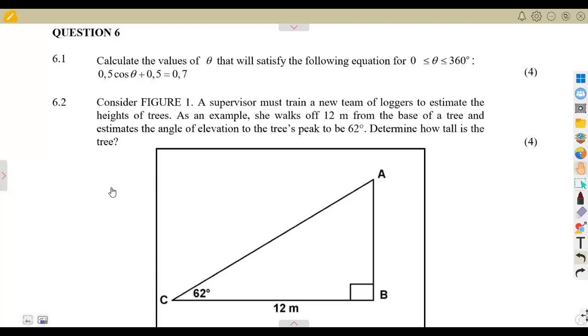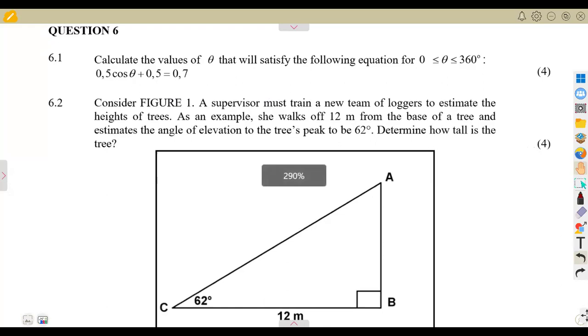Okay, guys, in this case, we have got another typical exam question on our trigonometry. So we are going to consider these typical questions. That was question number 6. Calculate the values of theta that will satisfy the following equation. These are values of the angle theta, and you are supposed to be given the interval, like I said before. They were given from 0 to 360, and this is our trigonometric equation.